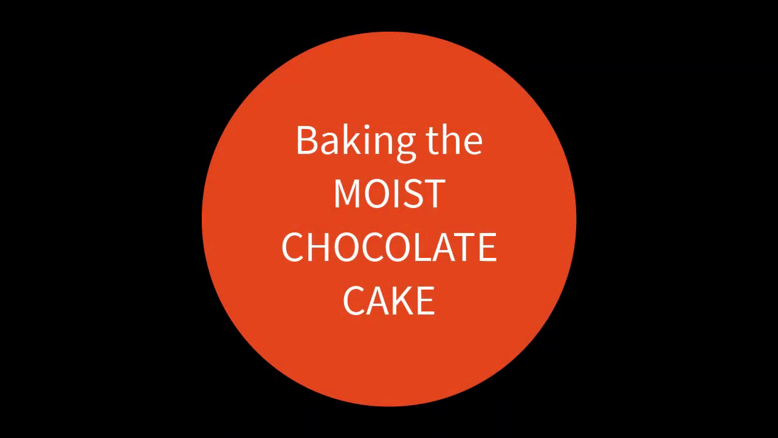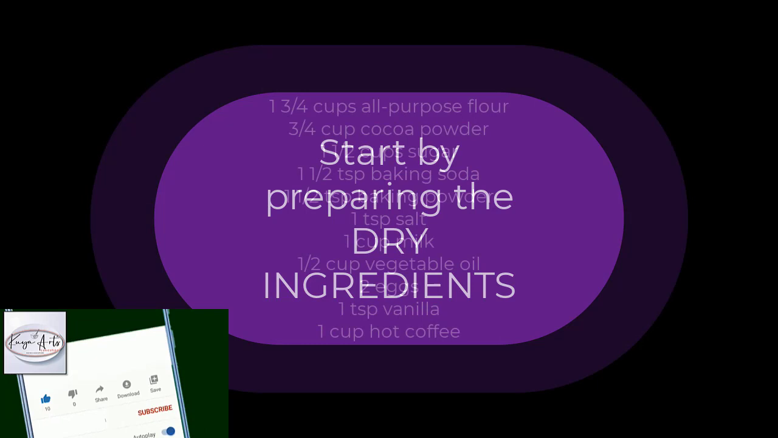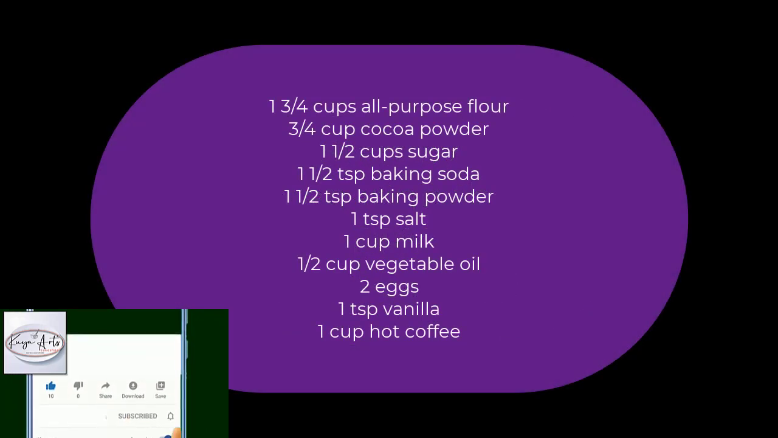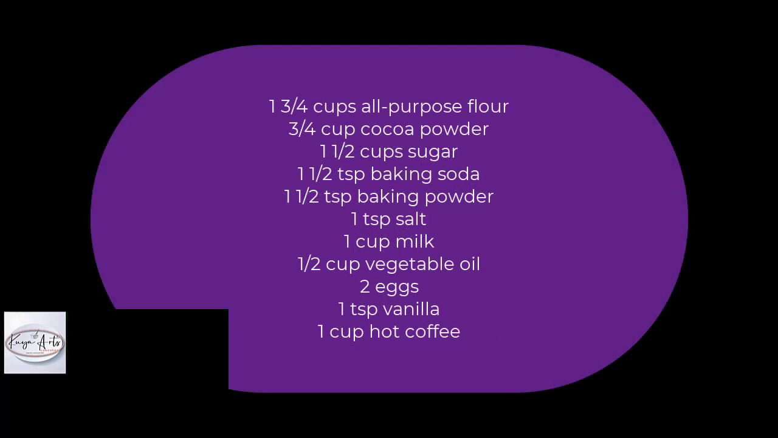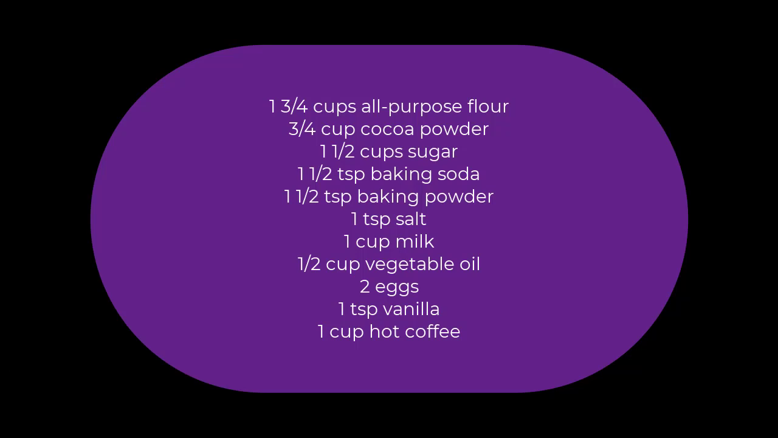Let's make this super easy, never-failing recipe for moist chocolate cake. You need the following ingredients: flour, cocoa powder, sugar, salt, baking soda, baking powder, milk, vegetable oil, eggs and coffee.